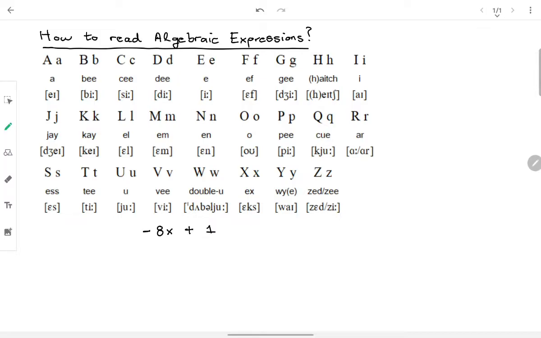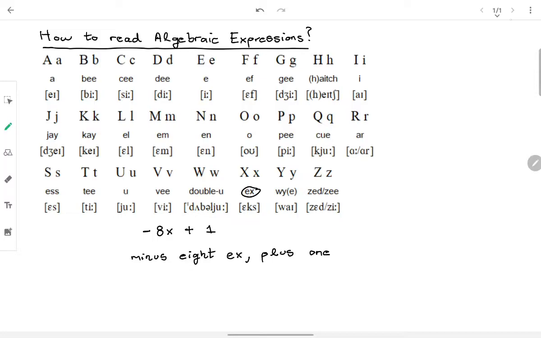In this second exercise, the first term is negative, so we need to say that it's negative. So we need to put minus 8x, comma, plus 1. 1 is an independent term because it doesn't have any variable, so that will be it, and that will be the correct answer of reading: minus 8x plus 1.